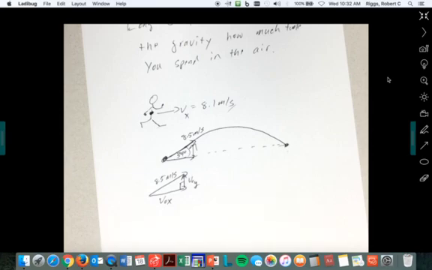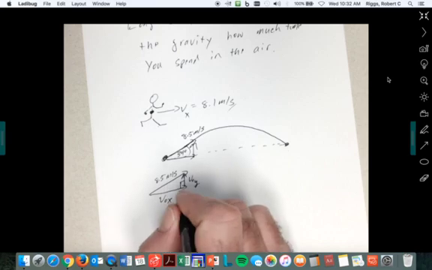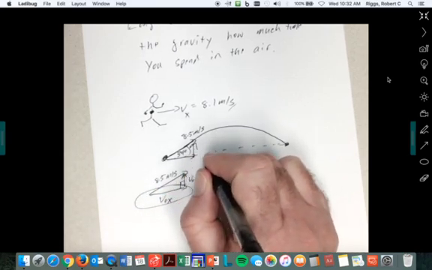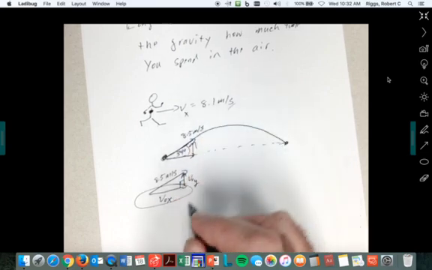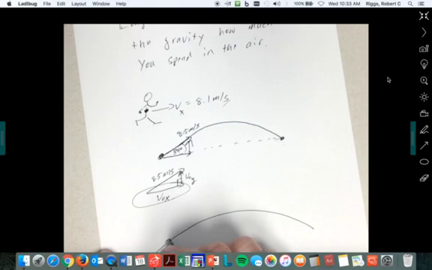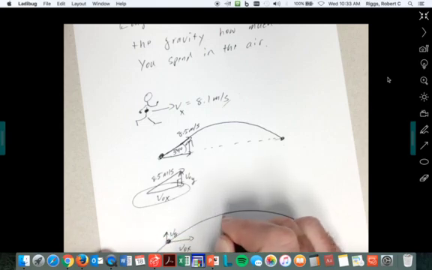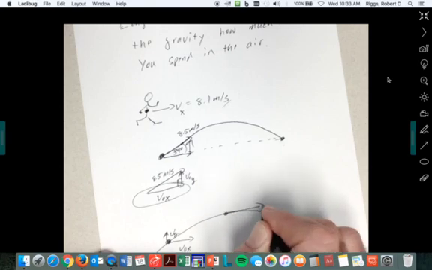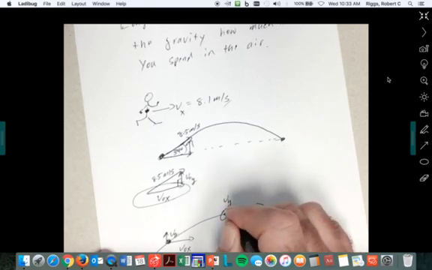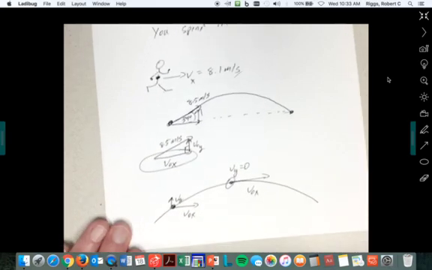But now what happens is this V naught x is going to stay the same the entire flight as we follow his center of mass. So let's break it down one more time. We're going to follow his center of mass. V naught x is going to be the same here. However, V naught y is changing. It's getting smaller. V naught x stays the same, and at the very height, V naught y is going to equal 0, at the maximum height.